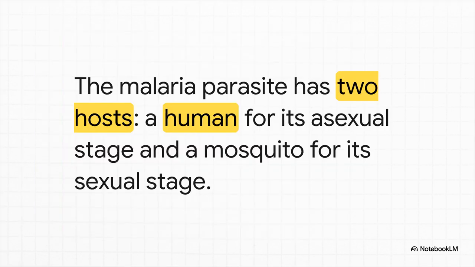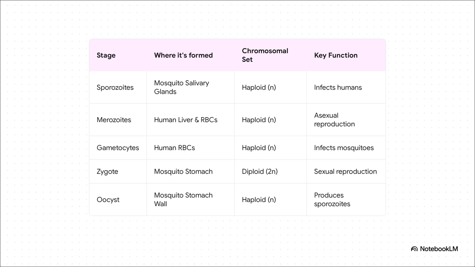So the parasite is a master infiltrator, and it needs two different hosts to pull off its complex life cycle, a human and a female Anopheles mosquito. It uses the human body for its asexual cloning phase, and then uses the mosquito's stomach for its sexual gene-mixing phase. It's this incredibly complex and deadly game, and humans are caught right in the middle of it. Let's trace this wild journey.